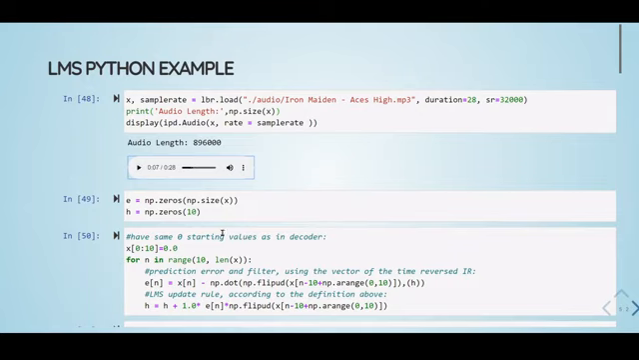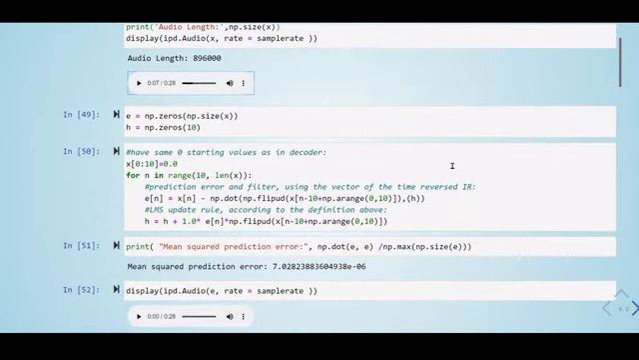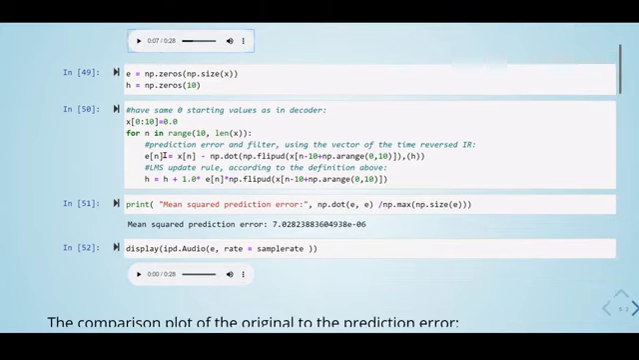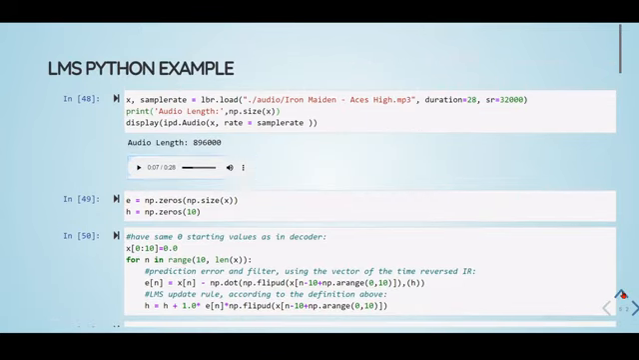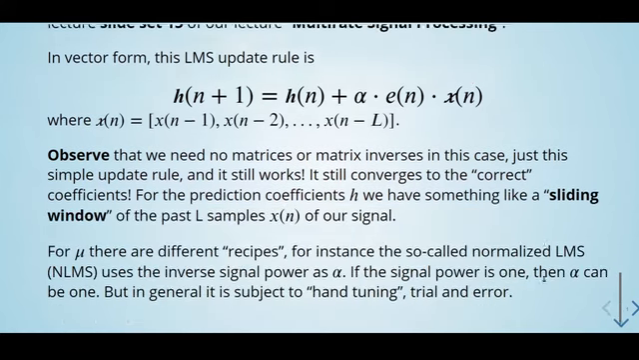We initialize here with zeros for the H coefficients, and we have zero starting values. Here we have the prediction error and filter using the vector of the time reversed impulse response, and here is the update rule according to the definition we just mentioned before.